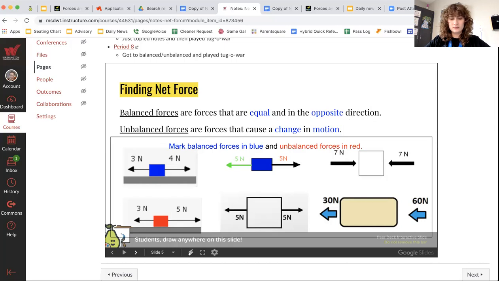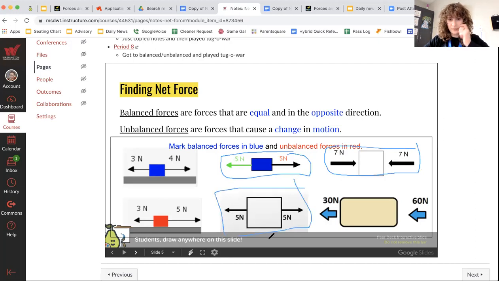They are unequal. All right, so let's label some of these. I'm gonna do blue for balanced forces. So for balanced forces, I'm looking for equal numbers and opposite directions, such as this one. Equal and opposite, like this. Equal and opposite. Okay, so those are balanced. They cancel out to equal 0.